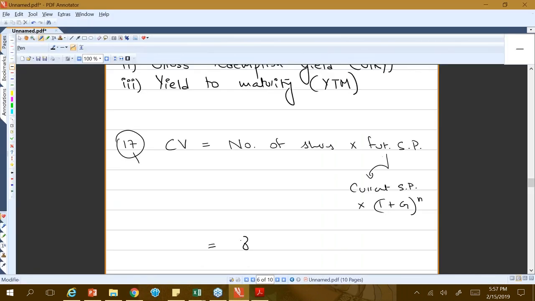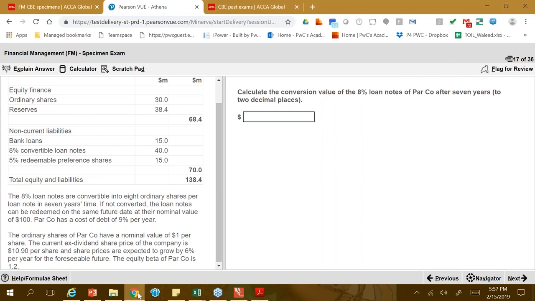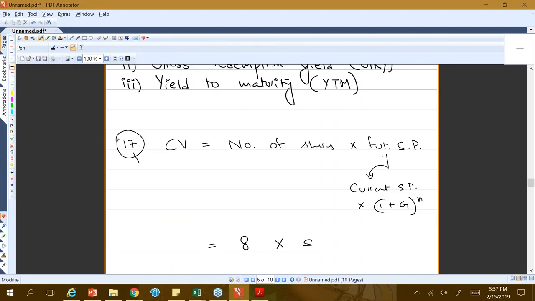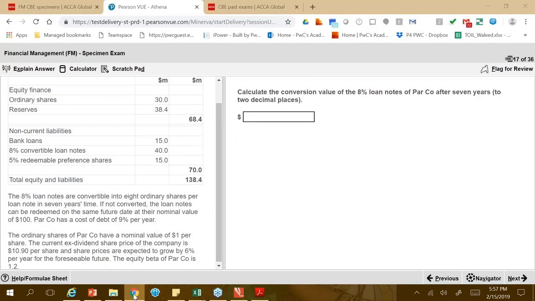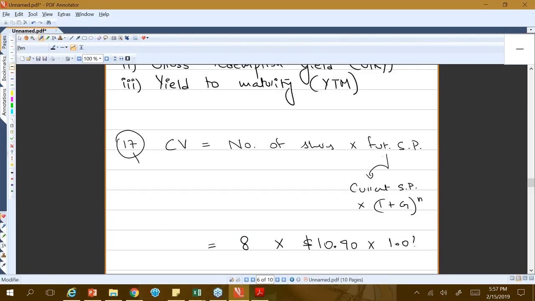So we'll take 8 as the number of shares into the future share price. What is the current share price here? The current share price is 10.90. And the growth rate in the share price is 6%, so 1.06. After how many years would this decision be made? After 7 years.